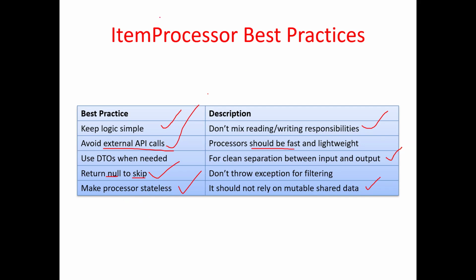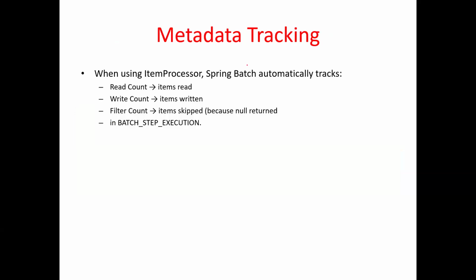And one more thing, whenever item processing is happening in the backend, there is metadata tracking: how many records are read, how many are successfully written, and how many are skipped. That is read count, items written, and if anything went wrong, items skipped because of the null here. So this complete information will be stored into the Spring step execution table. In this table, you are able to monitor your data as well, guys.